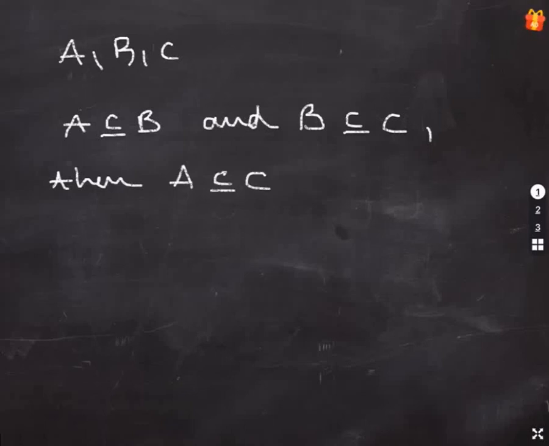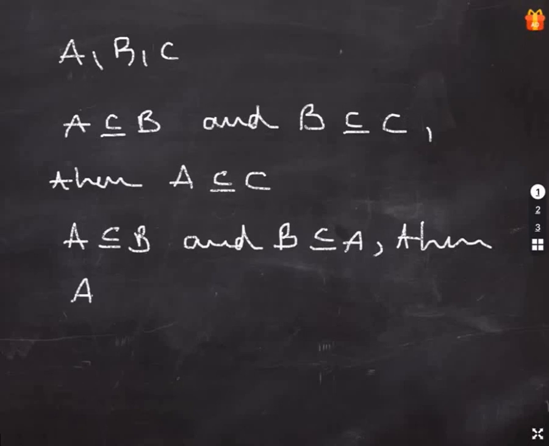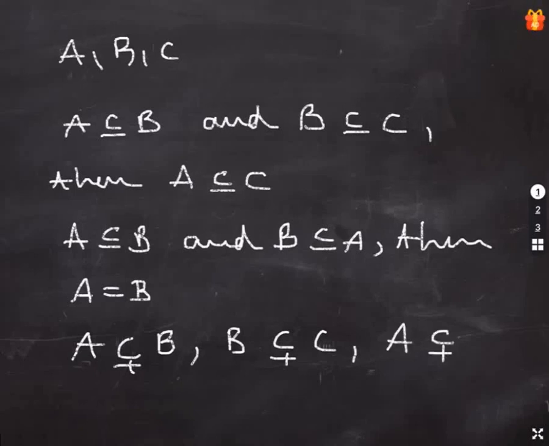Now, also, if A is a subset of B, and B is a subset of A, then, of course, A equals B. And finally, if A is a proper subset of B, and B is a proper subset of C, then we have that A must be a proper subset of C. And again, I leave it for you to prove.